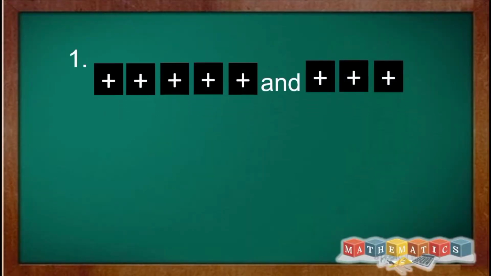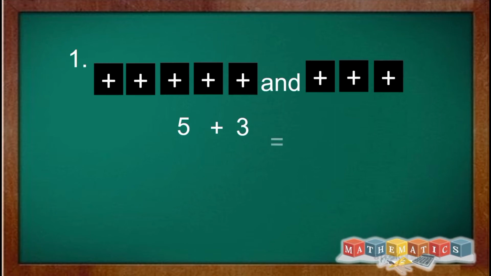Combine 5 positive tiles and 3 positive tiles. Since the first 5 tiles are positive and the next 3 tiles are also positive, they will appear as 5 plus 3, which is equal to 8.